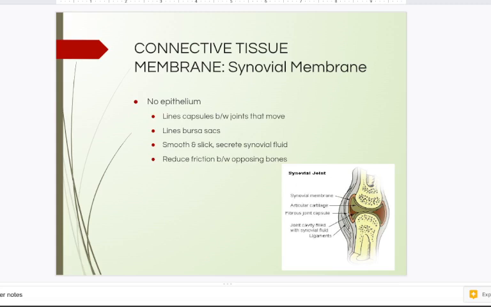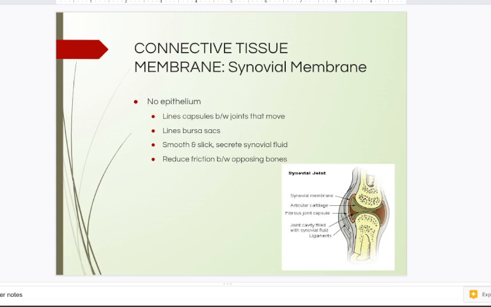Now we have connective tissue, which forms our synovial membranes. These synovial membranes don't have epithelial cells, but instead they are going to be capsules filled with fluid that line joints to lubricate movement. They also line the bursa sacs, which is an example of a type of synovial membrane in our joints. They are smooth and slick, and they secrete synovial fluid, which is going to aid in the lubrication of the movement from our joints, or you can say that it's going to reduce friction between opposing bones.